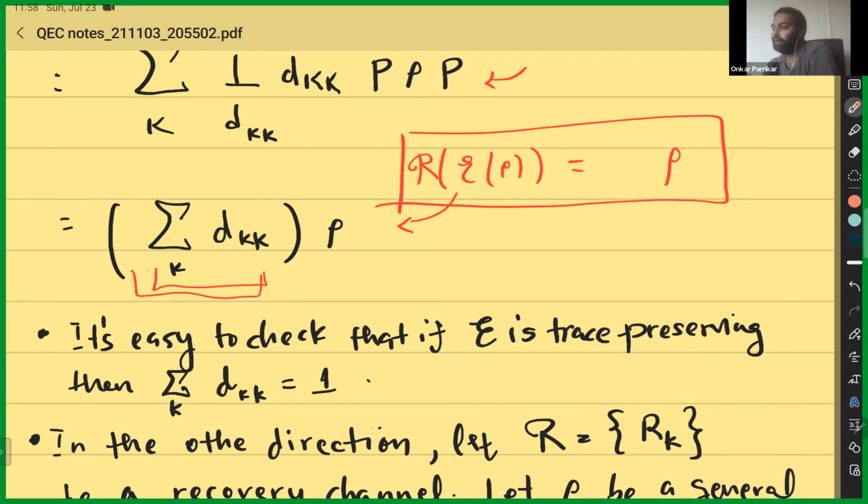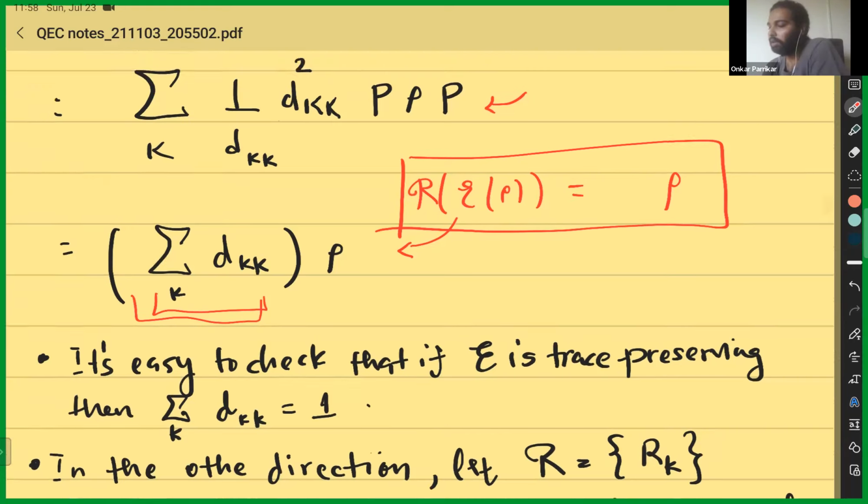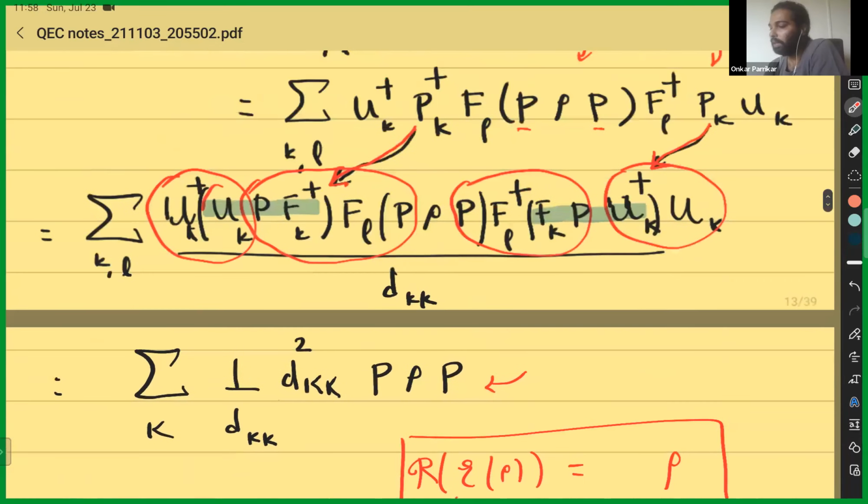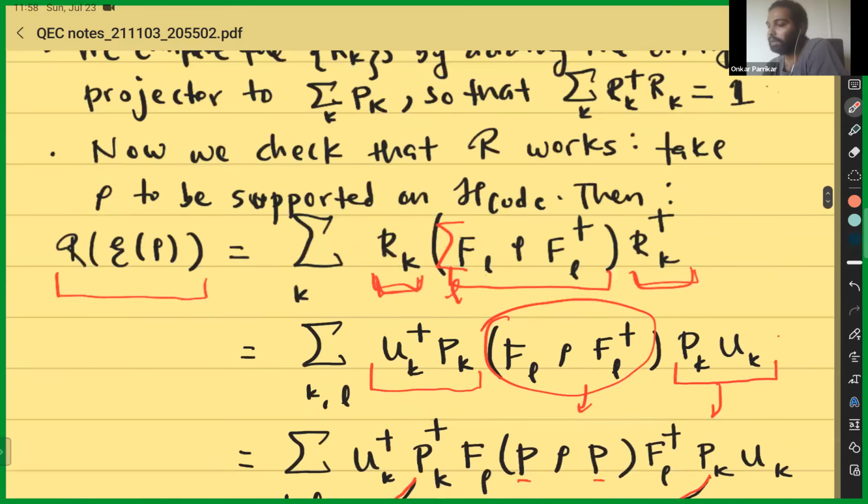Okay, so what we have shown here is that if the Knill-Laflamme conditions are satisfied by the quantum error correcting code, then there exists a recovery channel. And this is a very constructive proof because I'm giving you explicitly what this recovery channel looks like.